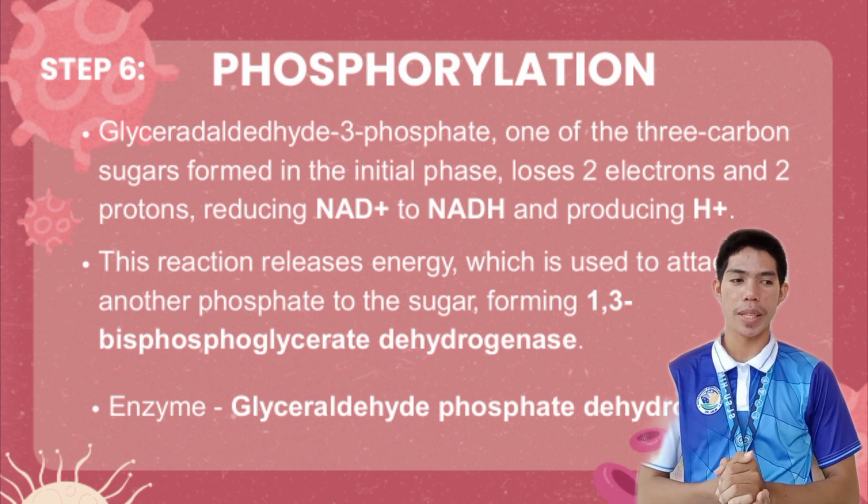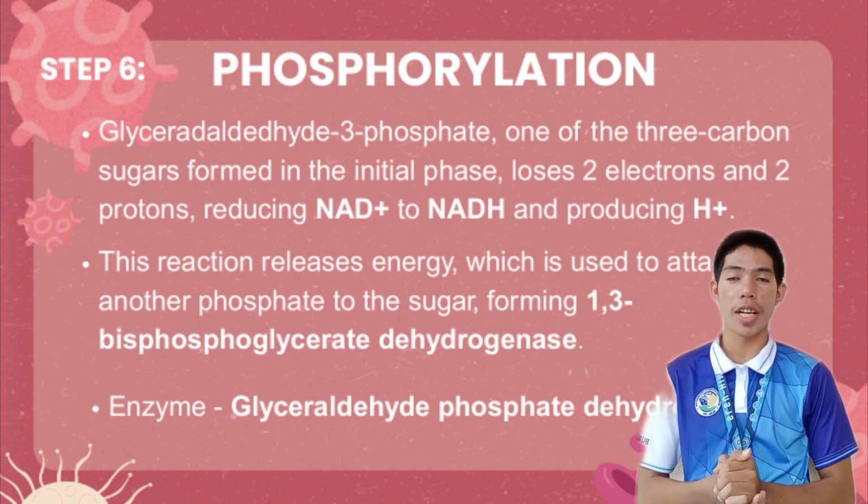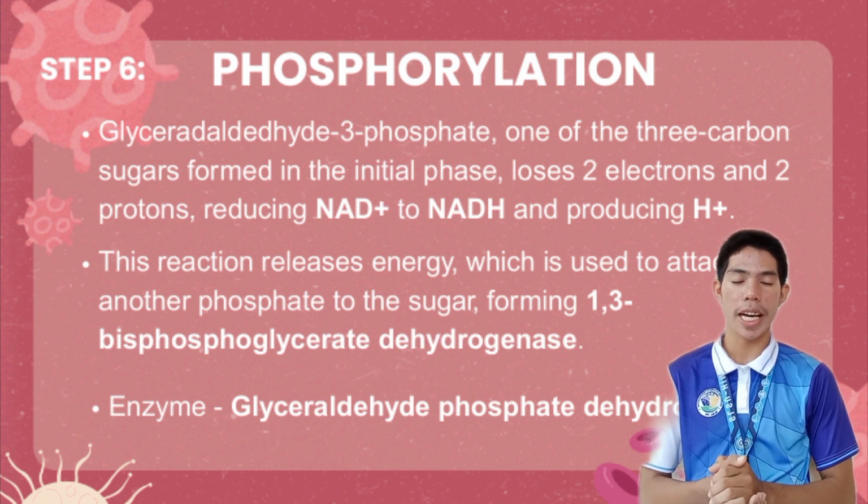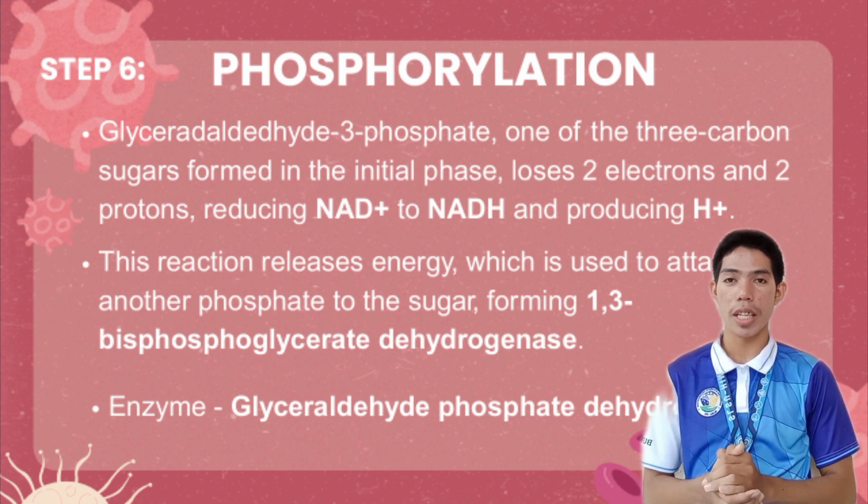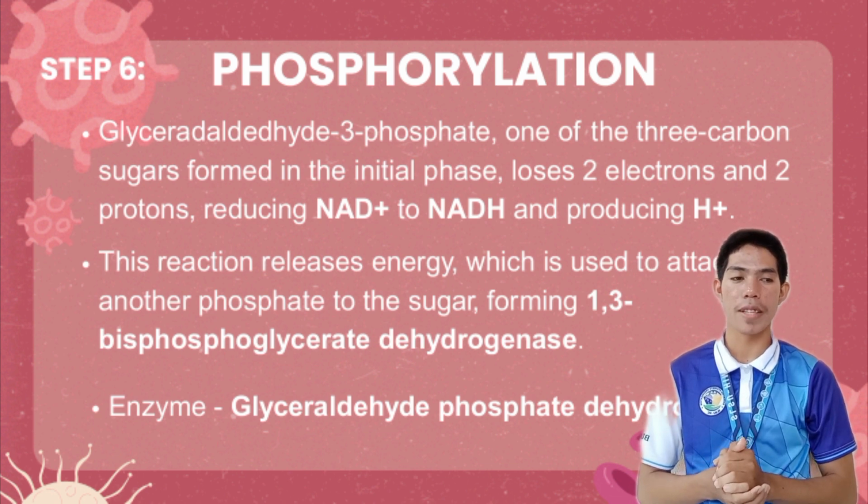So, this reaction releases energy which is used to attach another phosphate to the sugar, forming 1,3-bisphosphoglycerate. So, it means that in the surrounding of NAD plus, there is another phosphate that is going to attach to the sugar or to the structure. So the responsible enzyme of step 6 of glycolysis is glyceraldehyde phosphate dehydrogenase.